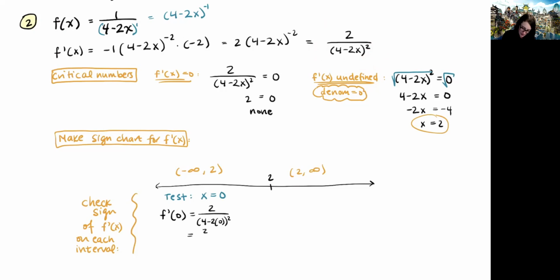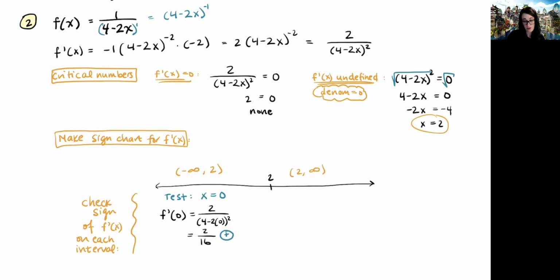So that gives us a 2 up top. In the bottom, we've got 4 minus 0. That's 4, and then we're squaring it, so that's 16. And yes, this is 1 over 8, but I don't care at all about the number. I just care that it's a positive sign. That's all the information we want to extract out of this.